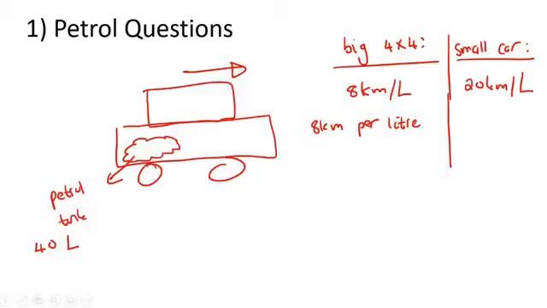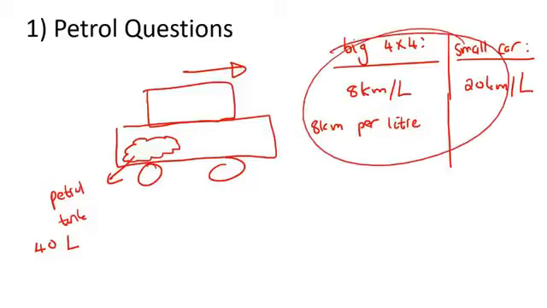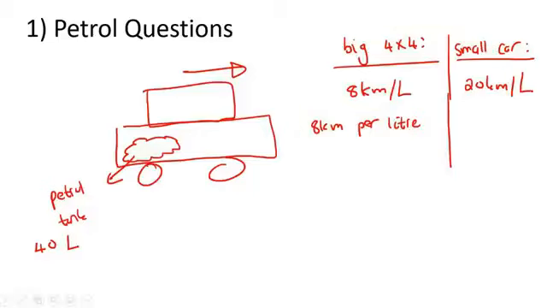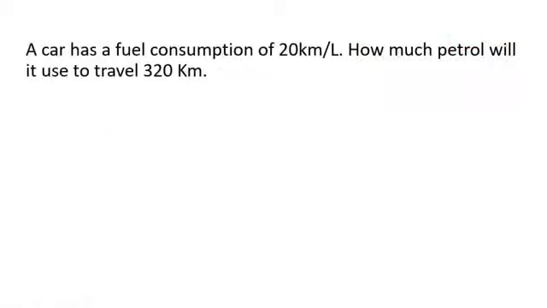Pause and rewind and make sure you understand what we've just said over here. It's really important. This big car can only drive 8 kilometers and then it uses 1 liter. This car can drive 20 kilometers and it will only use 1 liter. Okay? So this car uses petrol much faster than this one over here. So here's our first example.